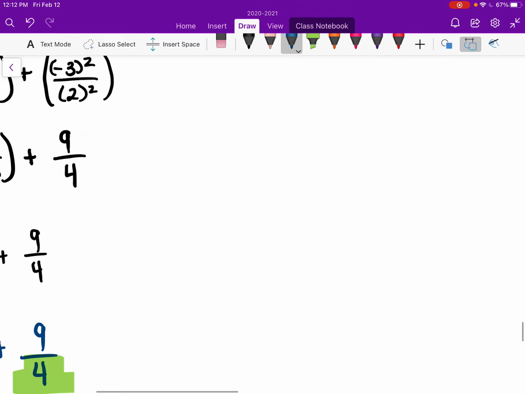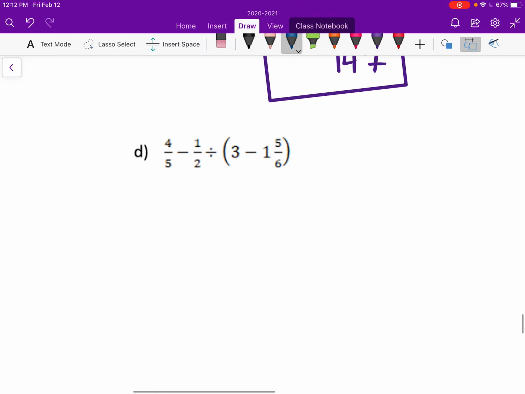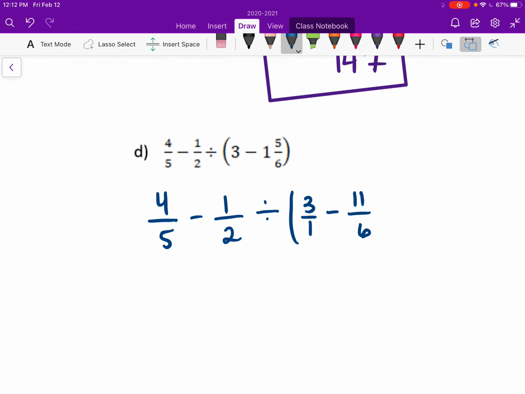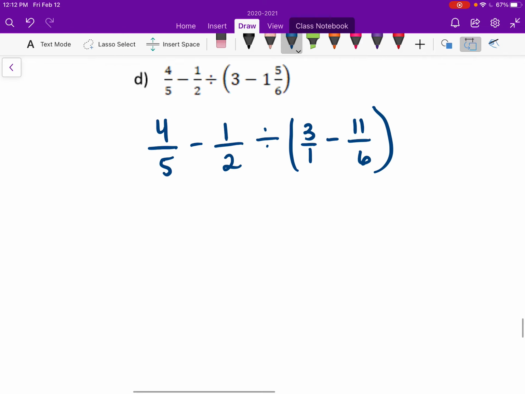And then last but not least, let's take up D together. So I have 4 over 5 minus 1 over 2 divided by bracket 3 minus 1, 5 over 6. First things first, I'm just going to go in and make everything an improper fraction so it's easier to work with. Divided by 3 over 1 minus 1 times 6 plus 5 is 11. Right, just to change that into a mixed number. Right, then I have to do BEDMAS. So I have to do whatever's in the brackets first. So let's subtract 3 over 1 and 11 over 6.